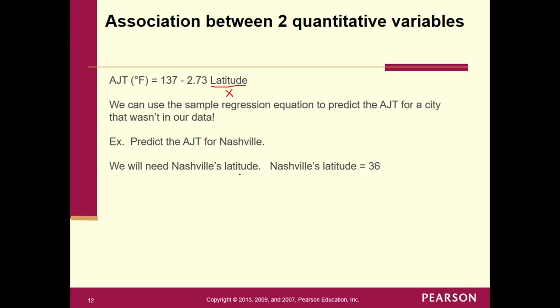So what we need is Nashville's latitude. I looked it up, it's 36. So we're going to put 36 in for latitude and figure out what average January temperature turns out to be.